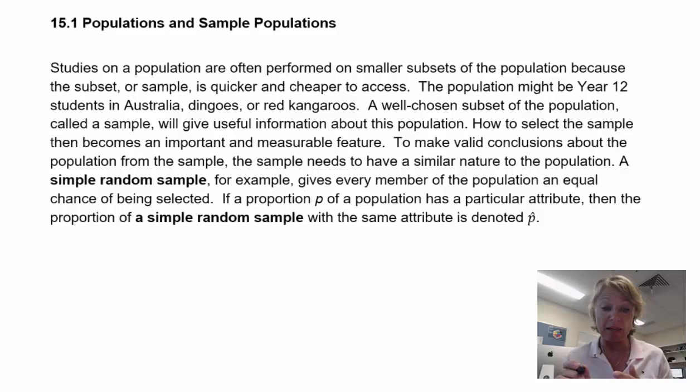If a proportion P of a population has a particular attribute, then the proportion of a simple random sample with the same attribute is denoted by a P with a hat on top. So we call that P hat.